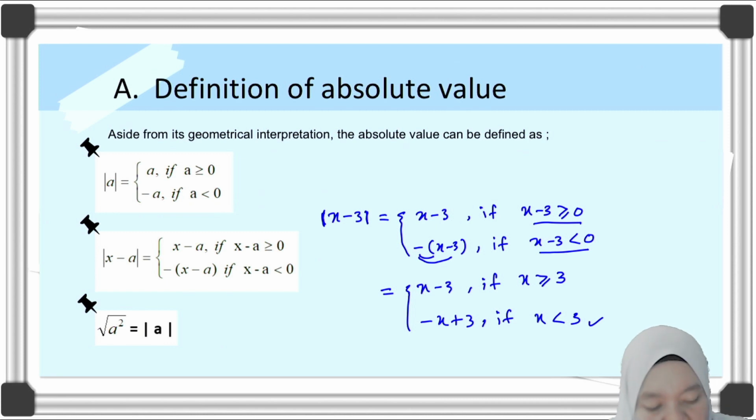Right? Ini adalah second definition. And the third definition is square root of a square is equals to absolute value of a. Or maybe yang kita akan selalu guna nanti ialah absolute value of a is equals to square root of a square. Sama je lah kan? Absolute value of a is equals to square root of a square.